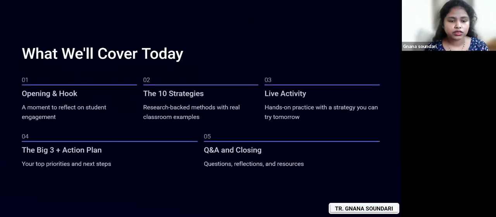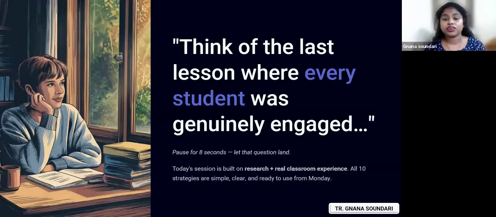What are we going to cover today? We are going to reflect on our classroom. We are going to take a moment to think about our previous class, and see the 10 strategies and research-backed methods with real classroom examples, live classrooms, to make our classroom lively. Then a hands-on practice with a strategy you can try in your very next class. And a big three action plan: from these 10 strategies, the top three that you can use. And we will finish with a question session.